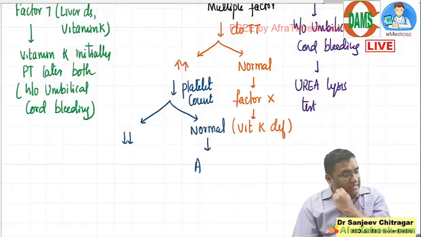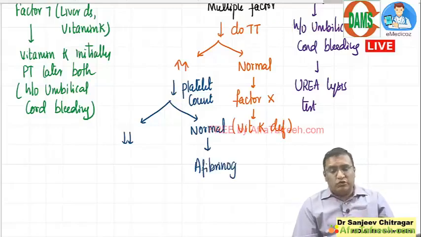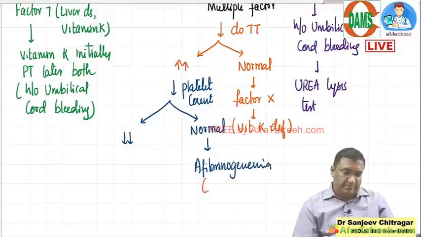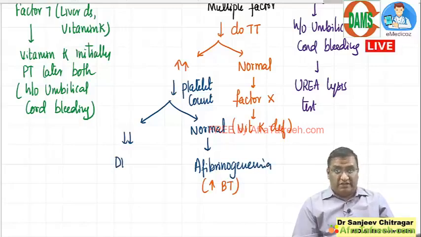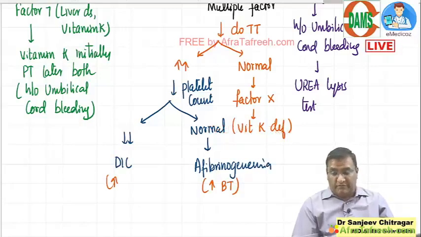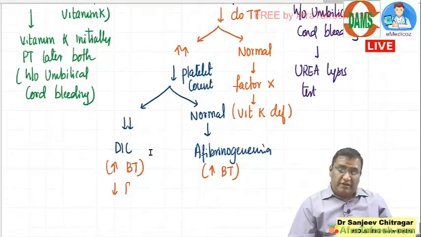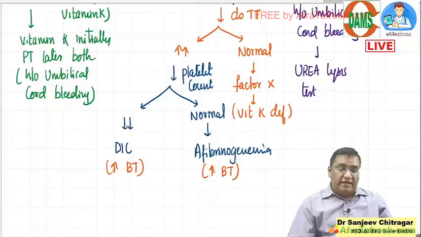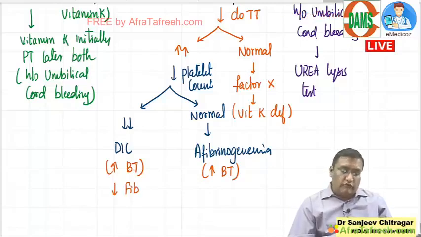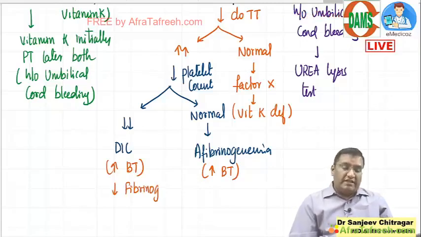So if platelet count is normal, afibrinogenemia. Increase in BT is seen in afibrinogenemia because fibrinogen is required for platelet plug formation. DIC will also have reduced platelet count. We'll have PT, APTT, TT all elevated, reduced platelet count, increased BT. So important, don't look for the wrong keyword. Increase in BT is seen in both DIC as well as afibrinogenemia. Fibrinogen is reduced in both of them.